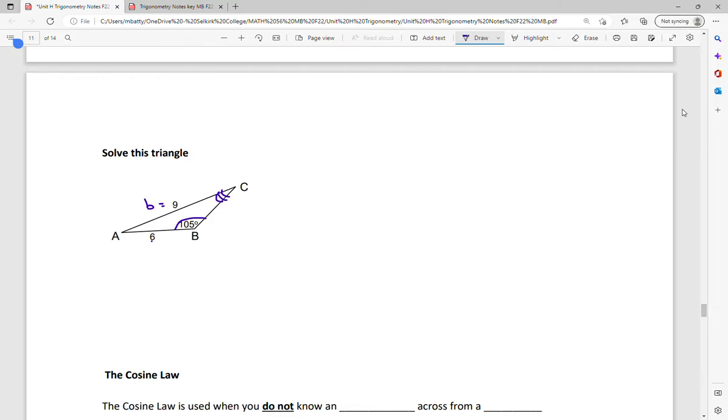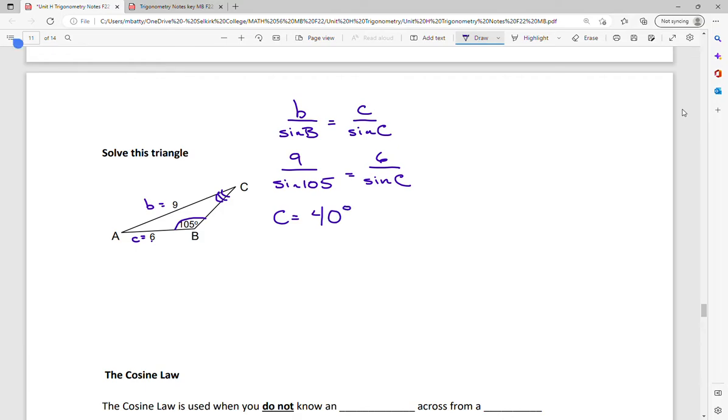So setting this up, I would have b over sine b is equal to c over sine c. 6 down here is side c. So subbing everything in, I'd have 9 over sine 105 and 6 over whatever sine c is. I just did this on my calculator, pulling out that angle c is 40 degrees.